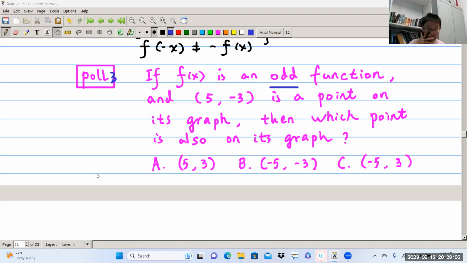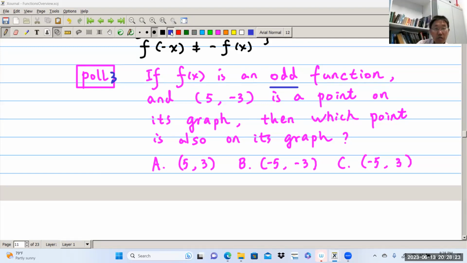Okay. So which point must be on the graph? Obviously, answer what? Answer C, right? Answer C. Okay. So answer C.